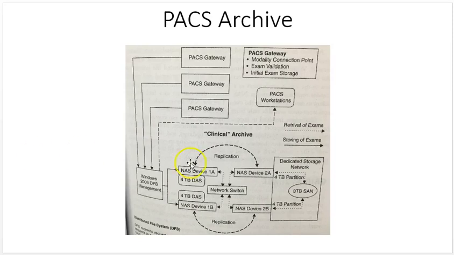So again, storing of exams are hard lines and arrows, and they go to here, and retrieving of exams coming out is this way. So that's how a NAS and an archive could be configured. I'd say that's a pretty typical configuration for most PACS systems, to have a replication server between the 2 NASs so that when one NAS goes down, you don't lose everything on it.